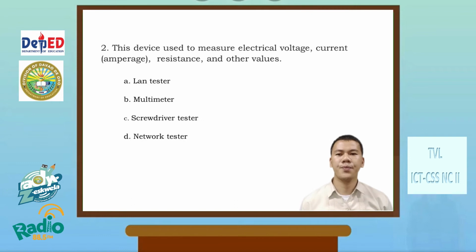Number 2. This device used to measure electrical voltage, current, amperage, resistance, and other values. A. Lamp tester. B. Multimeter. C. Screwdriver tester. Or D. Network tester.